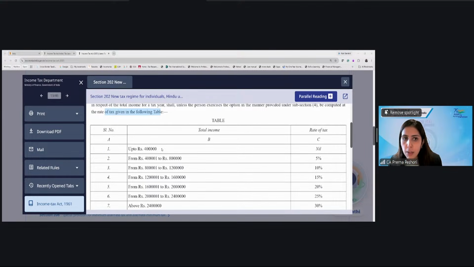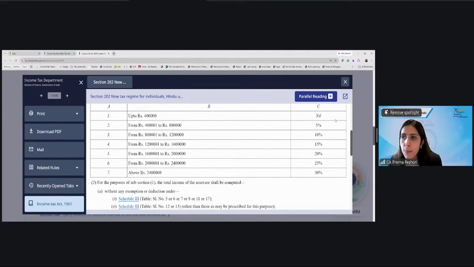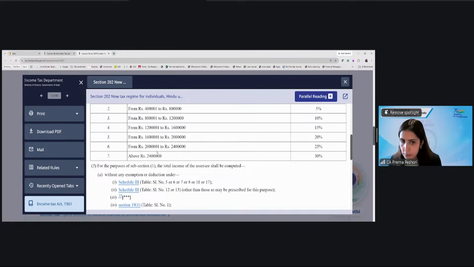Are we getting this particular point? What are the tax rates? Up to 4 lakh, it is nil. 4 lakh to 8 lakh, it is 5%. 8 lakh to 12 lakh, it is 10%. 12 to 16, it is 15%. 16 to 20, it is 20%. 20 to 24, it is 25%. And above 24, it is 30%. So after every 4 lakh, there is a slab change, and the tax rate increases by 5%. Are we clear? So let us write down these slab rates.